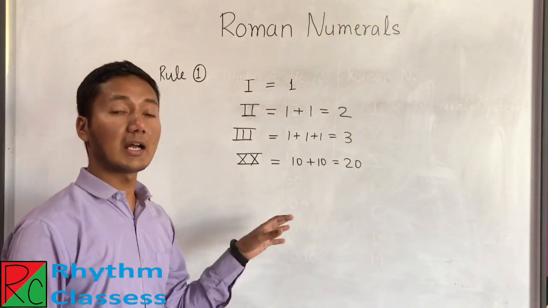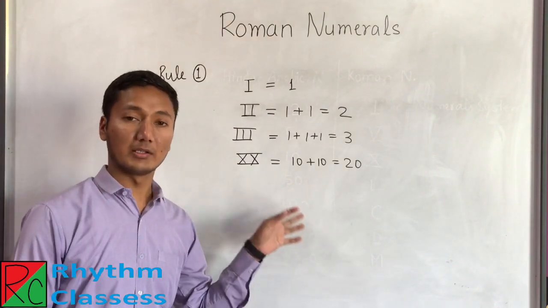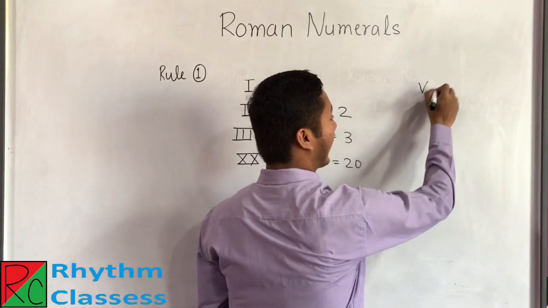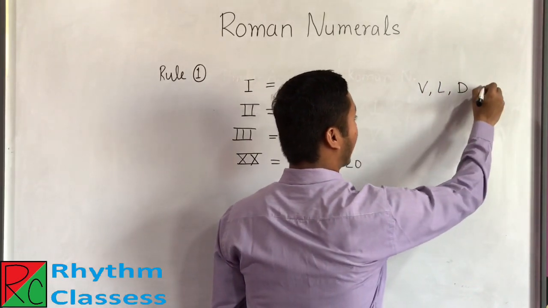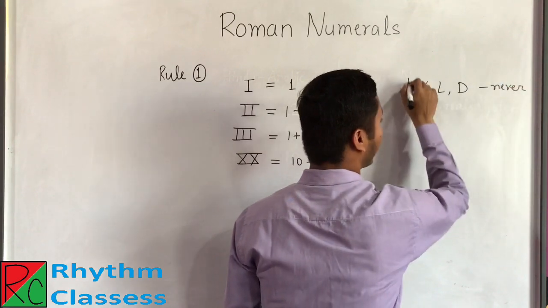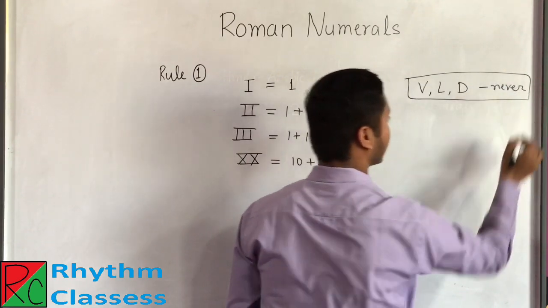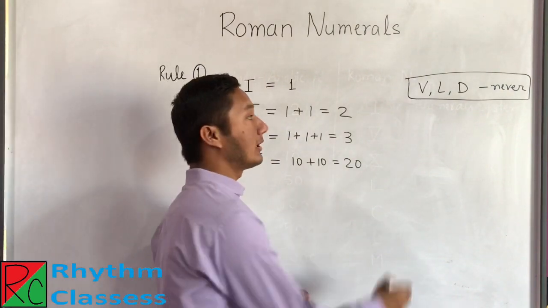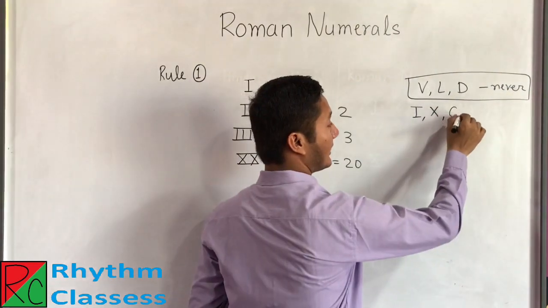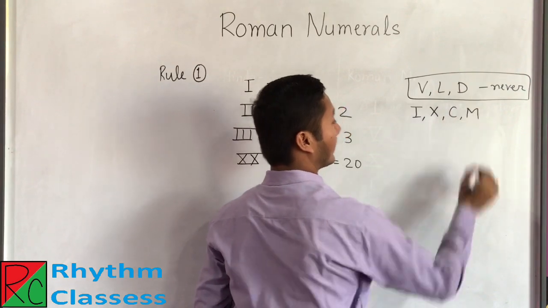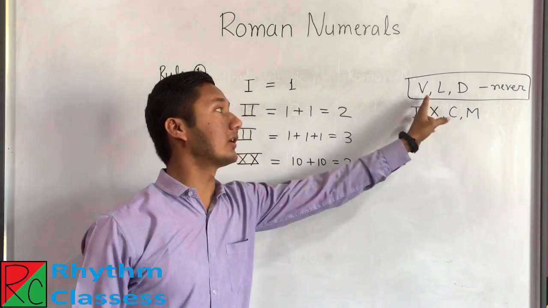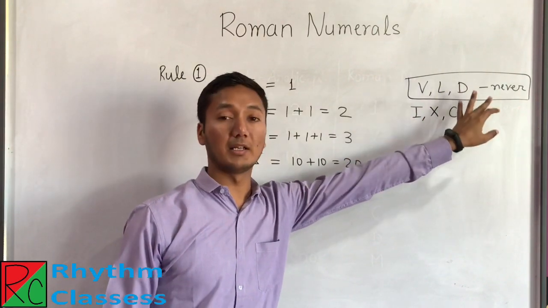But there are some cautions in this rule. Caution number 1: V, L and D are never repeated. That means we cannot repeat these letters. We can only repeat I, X, C and M. We cannot repeat V, L and D.